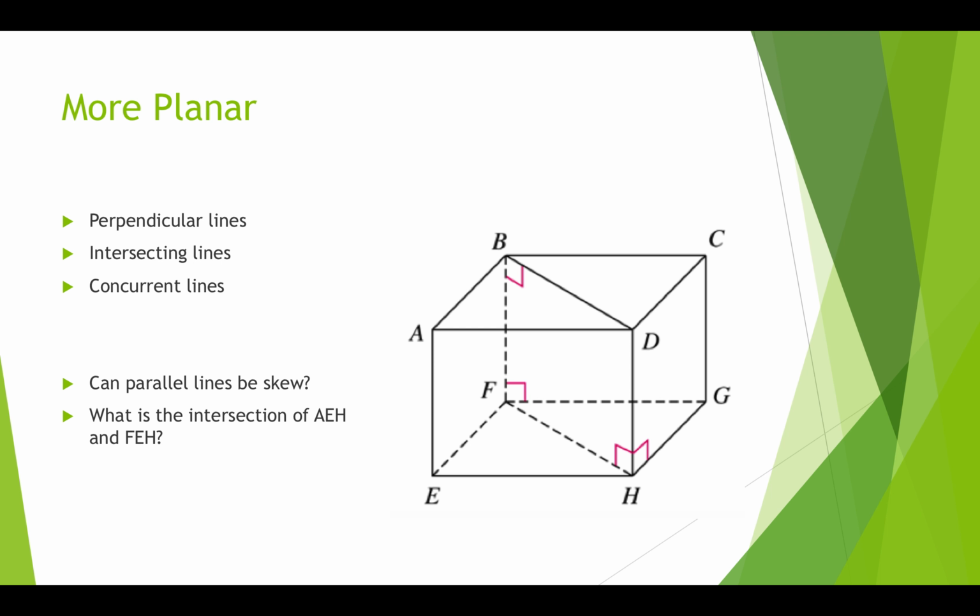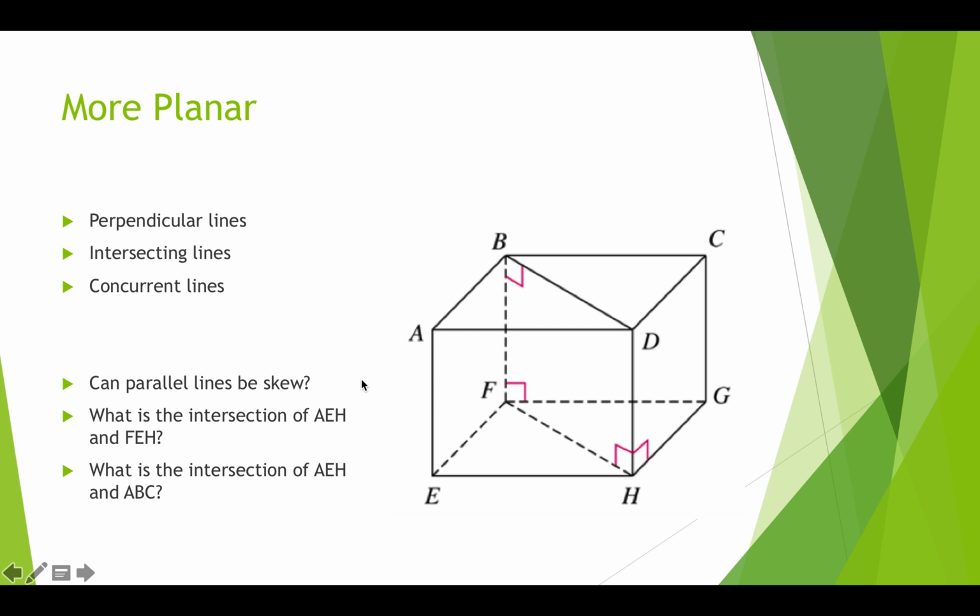Another skill we need to be able to have is to find the intersection between planes. So I've got the plane AEH, that's the front of my box, and FEH, that's the bottom of the box. These 2 planes meet at a line. They meet at the line EH. Imagine the front of the box and the bottom of the box. They meet at this line. Notice also E and H are in both of the plane names.